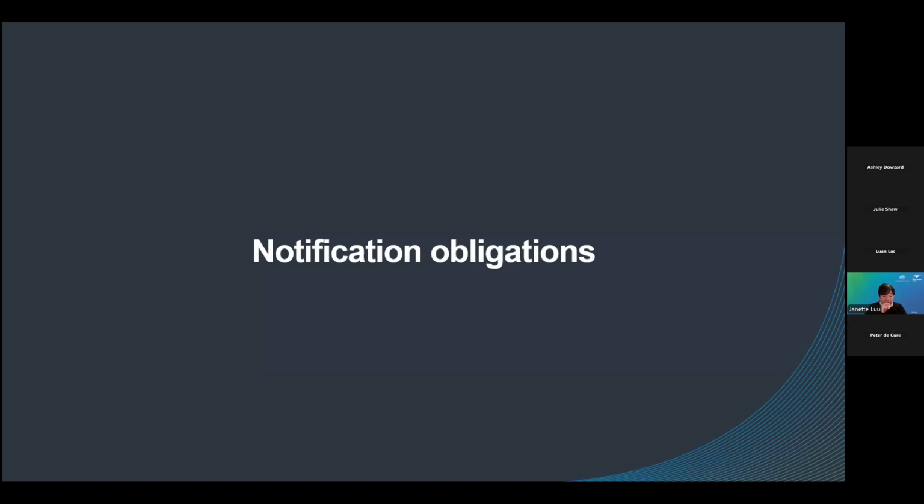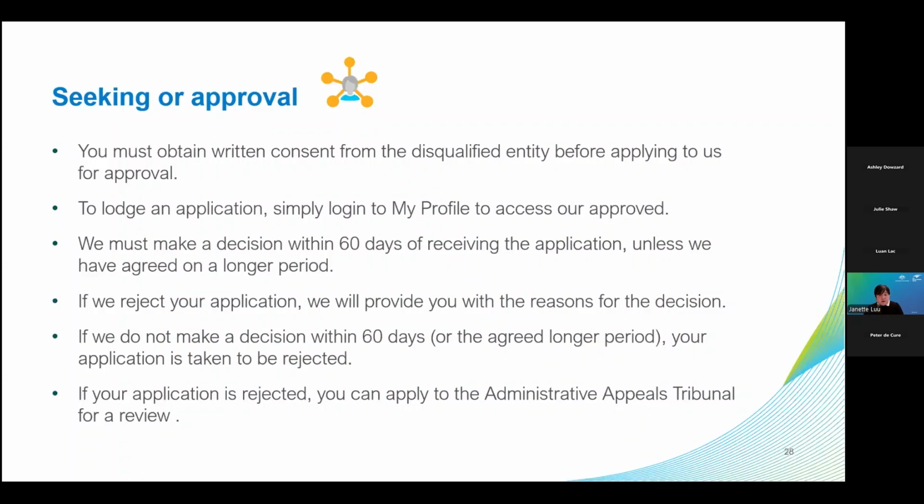I now might move on to discuss some of the notification obligations that exist. And this is probably the last part of the practical aspects of how you comply. So the process itself, I would say, to seek approval is actually relatively simple. So first, what you need to do is make sure that you obtain written consent from the entity that you're seeking to get approval for. And again, I mentioned before, we have that form available on our website that they can use to provide that consent to you to seek that approval from the TPB. The second thing that you need to do is to lodge your application with us. And you can do that quite simply by logging into your My Profile section on our website and accessing that approval form.